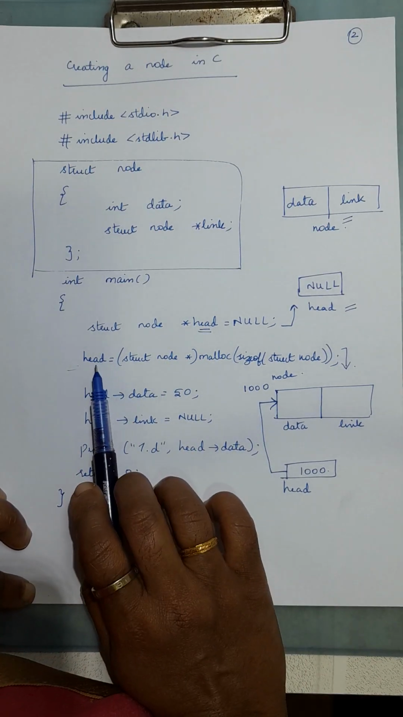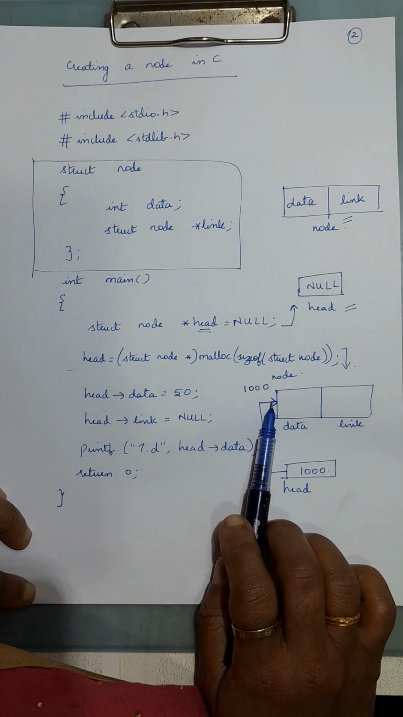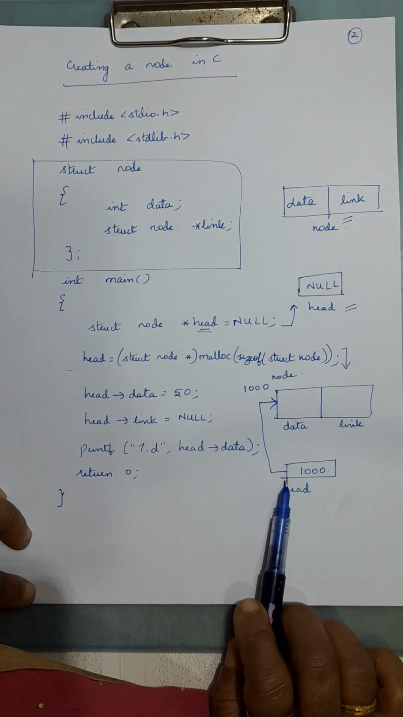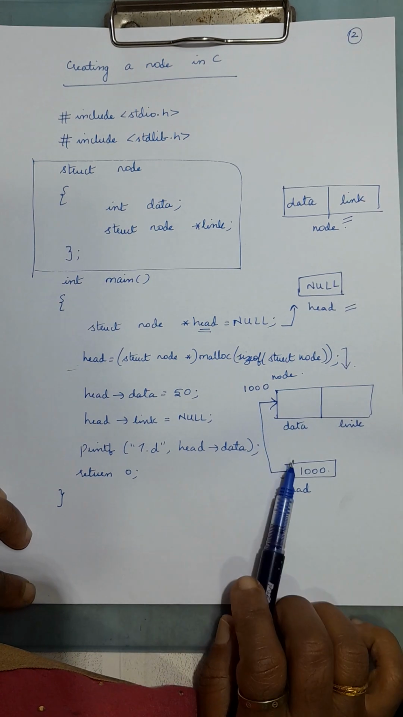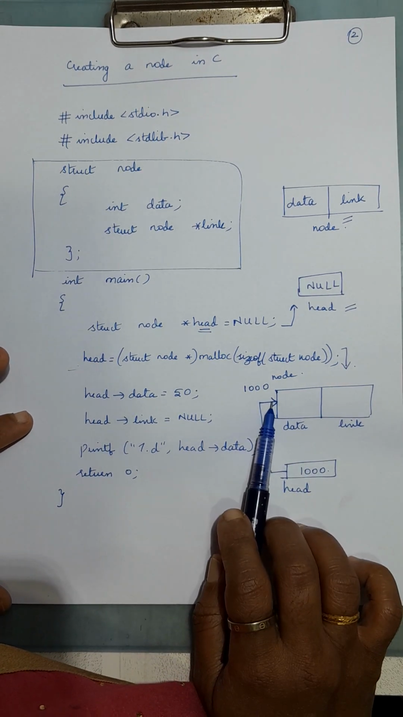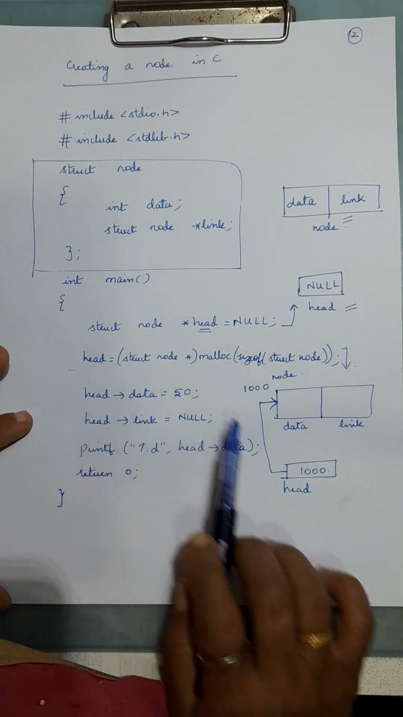Now why am I naming this particular pointer head? Because it points to the first node, the initial node. That's why it's called a head pointer. Any pointer that points to the first node will be called a head pointer. Fine. Now there is a link. Now the pointer is pointing to the node. Why should I do this particular step? Why is this particular step required?